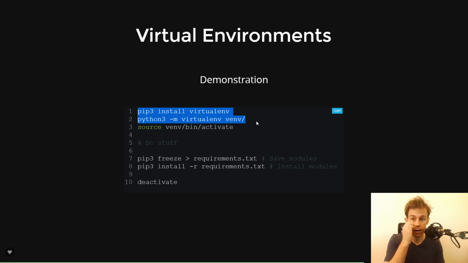You only have to run this once on your system, and you only have to run the second one once per project. The next lines are something that you might want to do more frequently. So let's just start with the first two. We have pip3 install virtualenv.